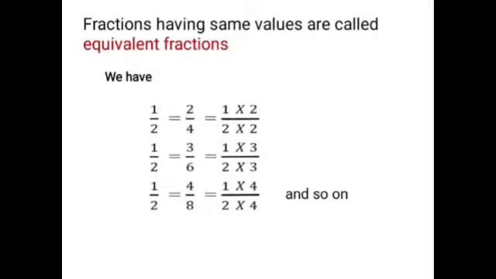Now, fractions having the same values are called equivalent fractions. For example, 1 by 2 is equal to 2 by 4. How? See, this can be written as 1 by 2 multiplied by 2 by 2, which is equal to 1 by 2 only. Okay, similarly 1 by 2 equals 3 by 6, 1 by 2 equals 4 by 8, and so on.